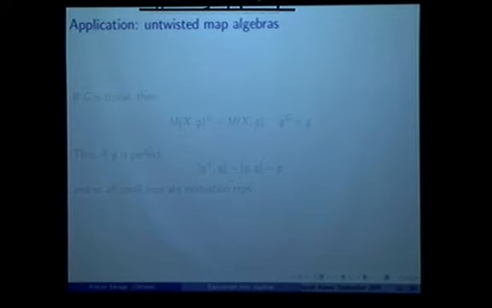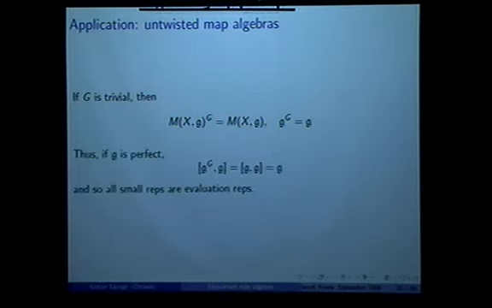Okay, so now we have our classification theorem. Let's go back to some of the examples that we had of equivariant map algebras and see what this classification theorem tells us for these examples. So the first is untwisted map algebras. If our group is trivial, then our equivariant map algebra is just the same as the normal map algebra. Our fixed point Lie algebra is just our whole Lie algebra. And so if the little g, this finite dimensional Lie algebra, is perfect, then this condition in our corollary is satisfied. And so all of the small representations are evaluation representations.